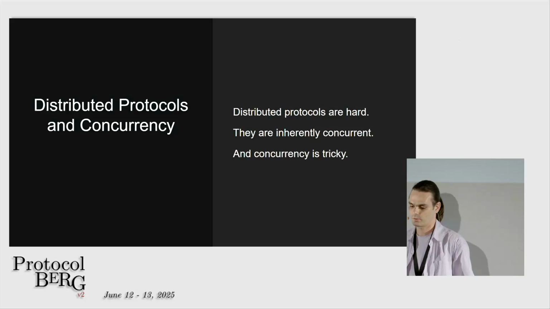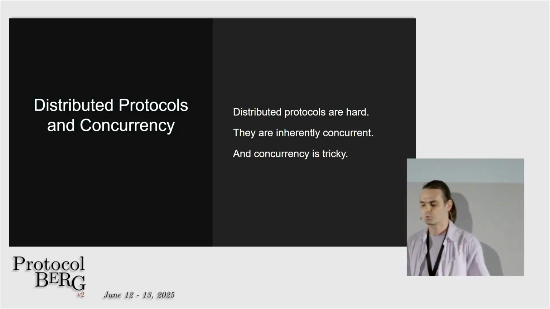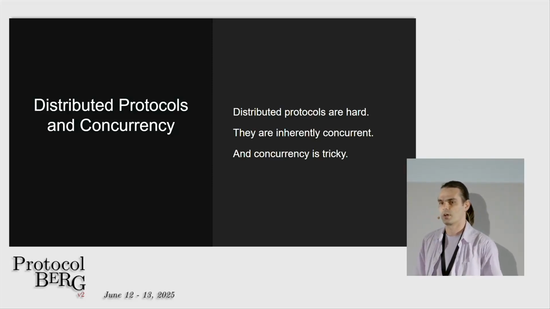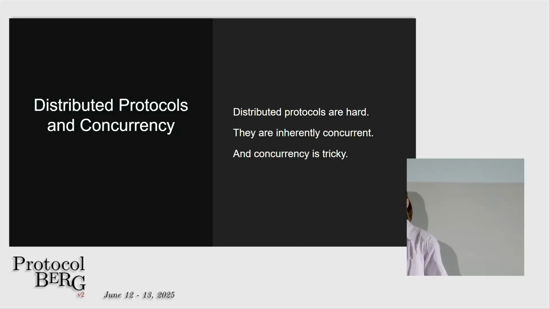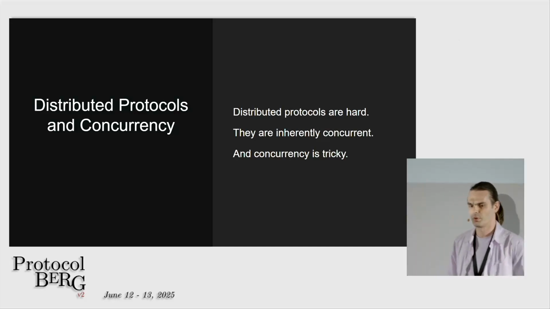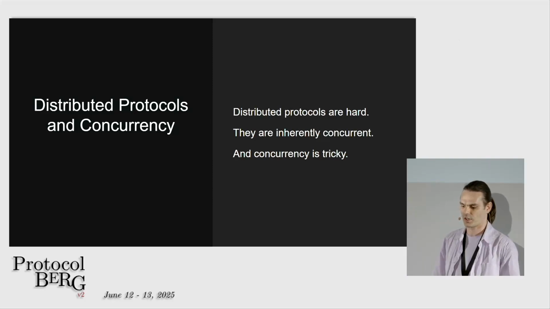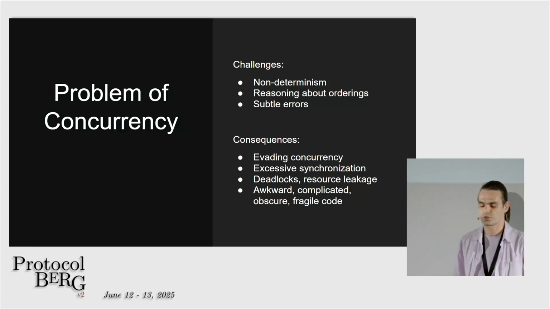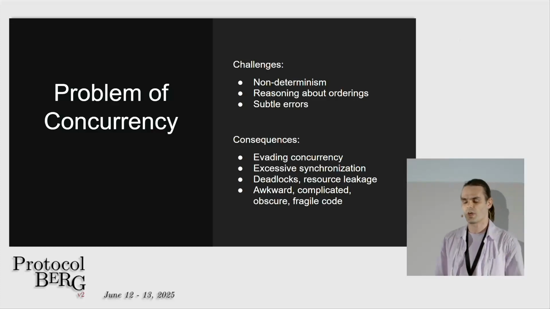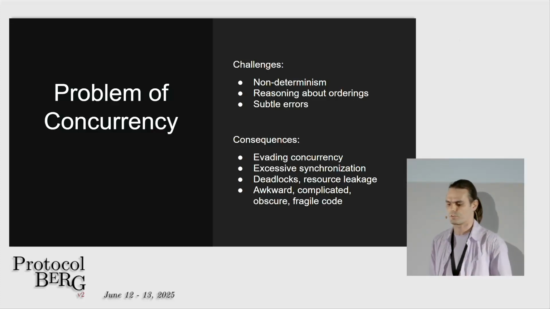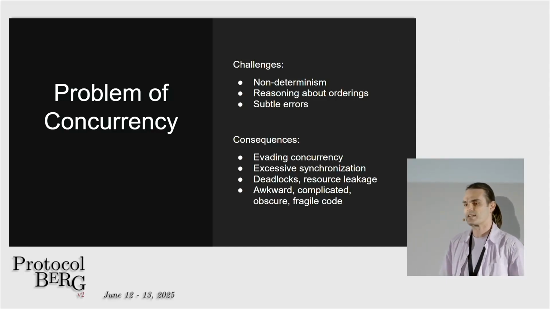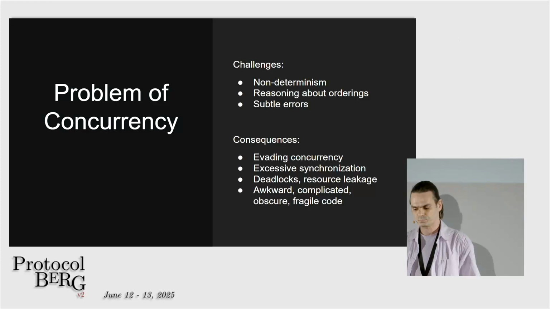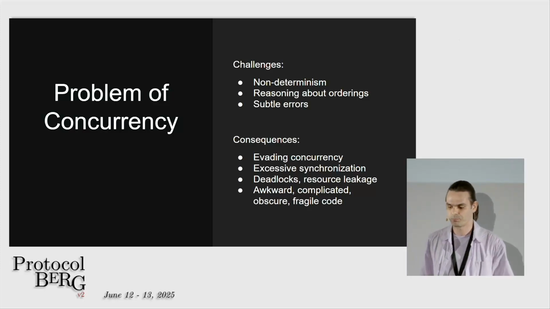So I guess you heard that distributed protocols are hard, and it's largely due to their concurrent nature. But concurrency alone is very tricky. Concurrency is difficult because it introduces a lot of non-determinism, so we have to reason about all possible orderings of events, and it's easy to make subtle mistakes that are hard to find and fix.